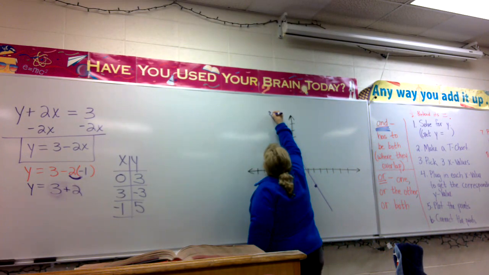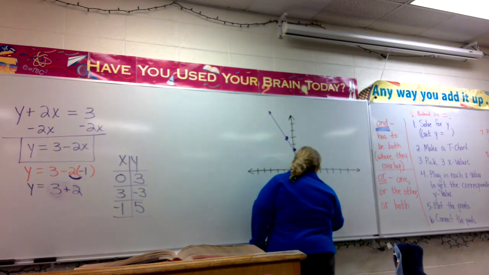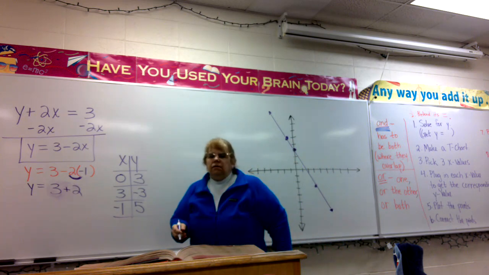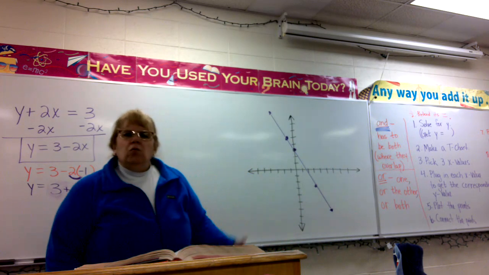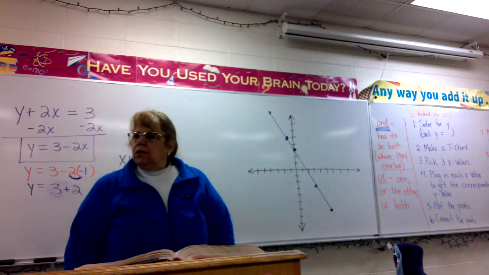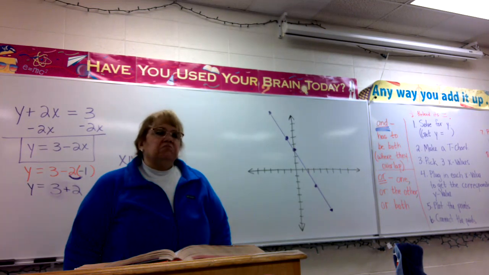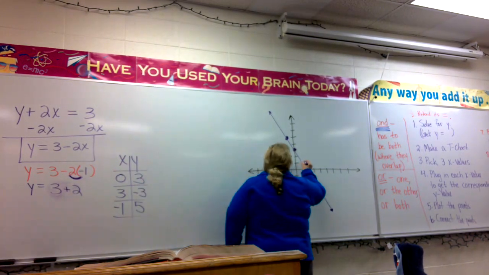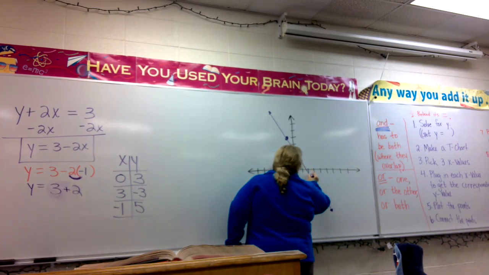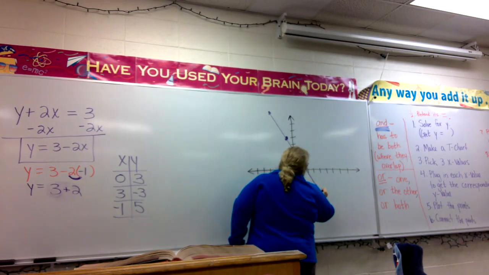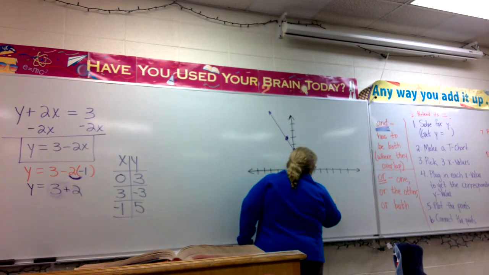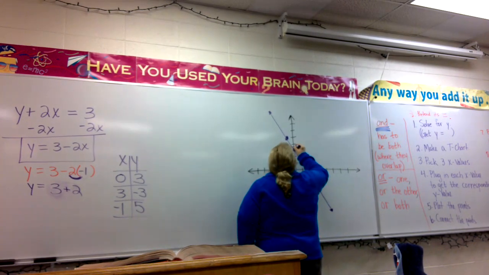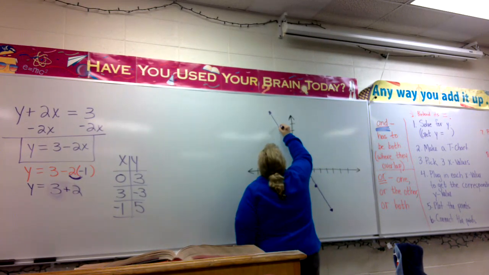Can somebody tell me what that means? That purple line that we graphed, what is that? That's a line. A line is made up of a bunch of points, right? How many points are on that line? An infinite number of points. This line is made up of an infinite number of points.